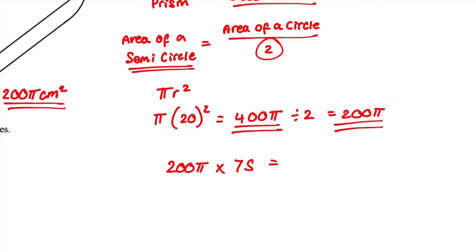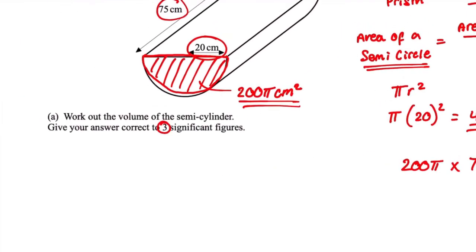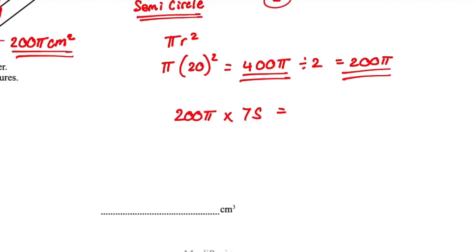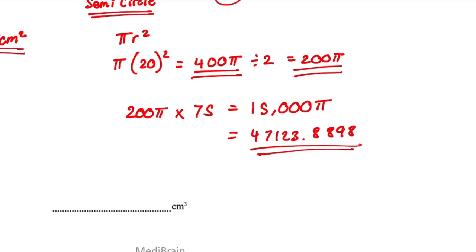Okay, so we've got 200 pi and you're going to multiply it by 75. And it says give your answer to 3 significant figures, so you're going to have to use a calculator for this. What this is going to give you is 15,000 pi. And if you write that as a decimal, because it says give your answer to 3 significant figures, it gives you 47123.8898. That's what it gives you as a decimal.